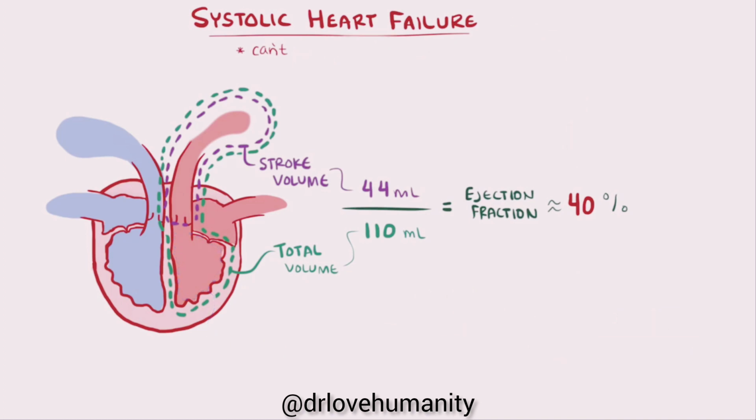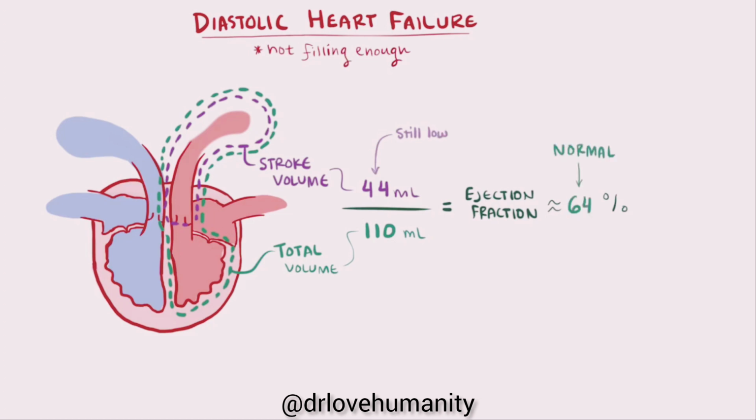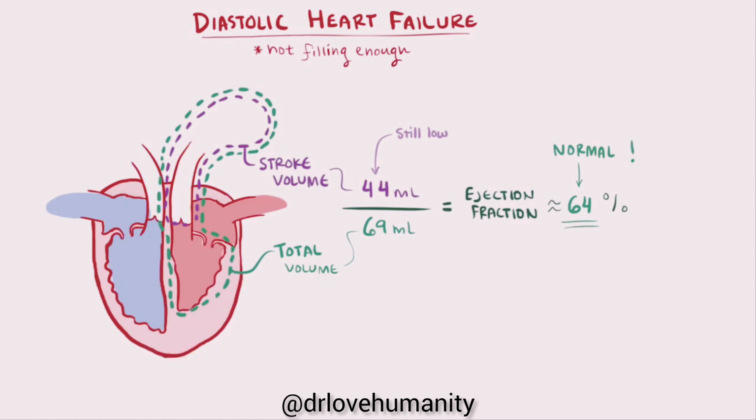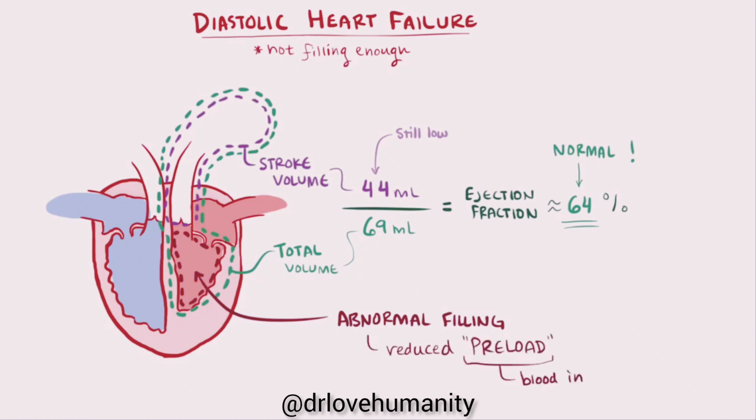Now, in addition to systolic heart failure, you've also got diastolic heart failure, which is where the heart's squeezing hard enough, but not filling quite enough. In this case, again, the stroke volume is low, but the ejection fraction's normal. How's that? Well, it's not filling enough, so there's a low total volume, say about 69 milliliters. Well, even though both are low, 44 milliliters divided by 69 milliliters is still 64%. In this situation, the failure is caused by abnormal filling of the ventricle so that the chamber doesn't get fully loaded or stretched out in the first place. Another term for this is having a reduced preload, which is the volume of blood that's in the ventricle right before the ventricular muscle contracts.